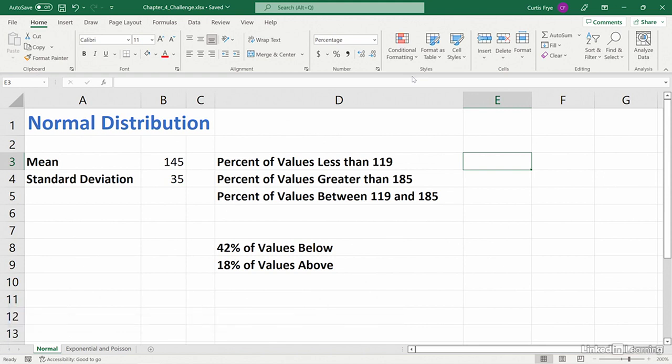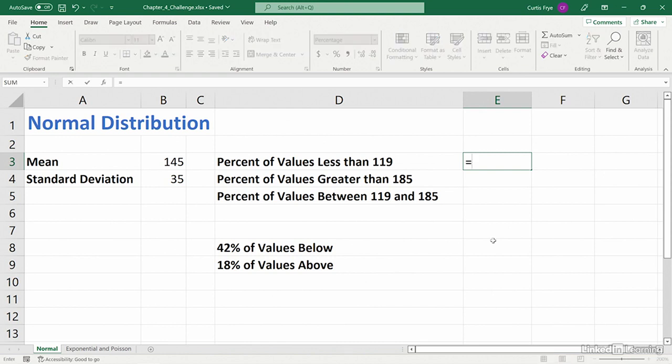I'm on the normal worksheet, and I want to work with data that is normally distributed. And in column B, you see that I have a mean or average of 145 and a standard deviation of 35. In cell E3, I will calculate the percent of values that are less than 119. So in other words, about one standard deviation below the mean.